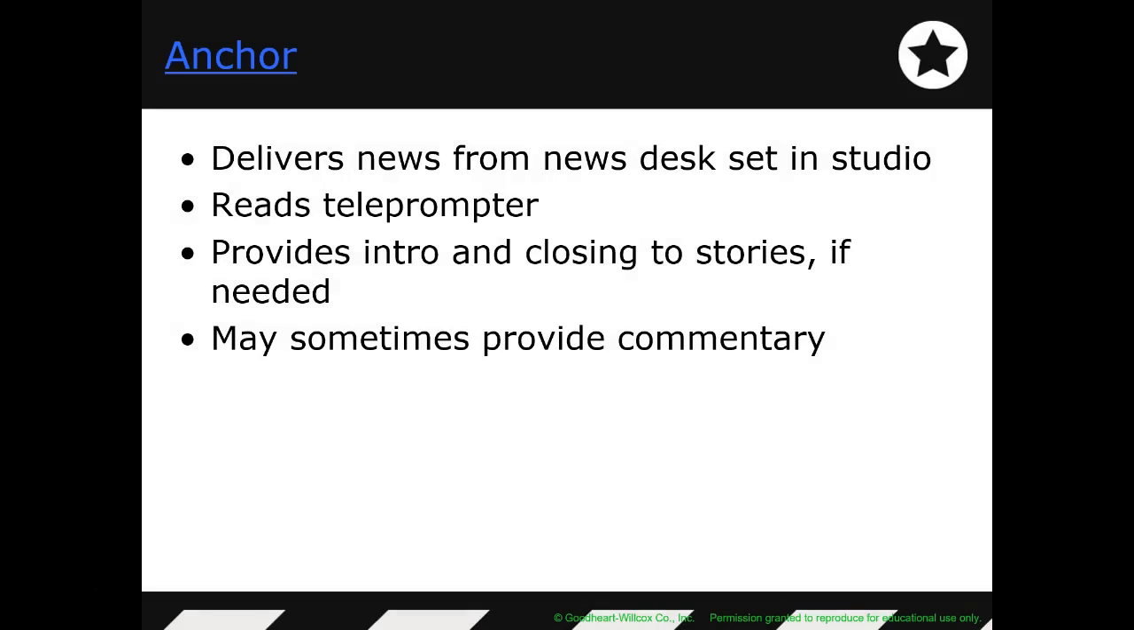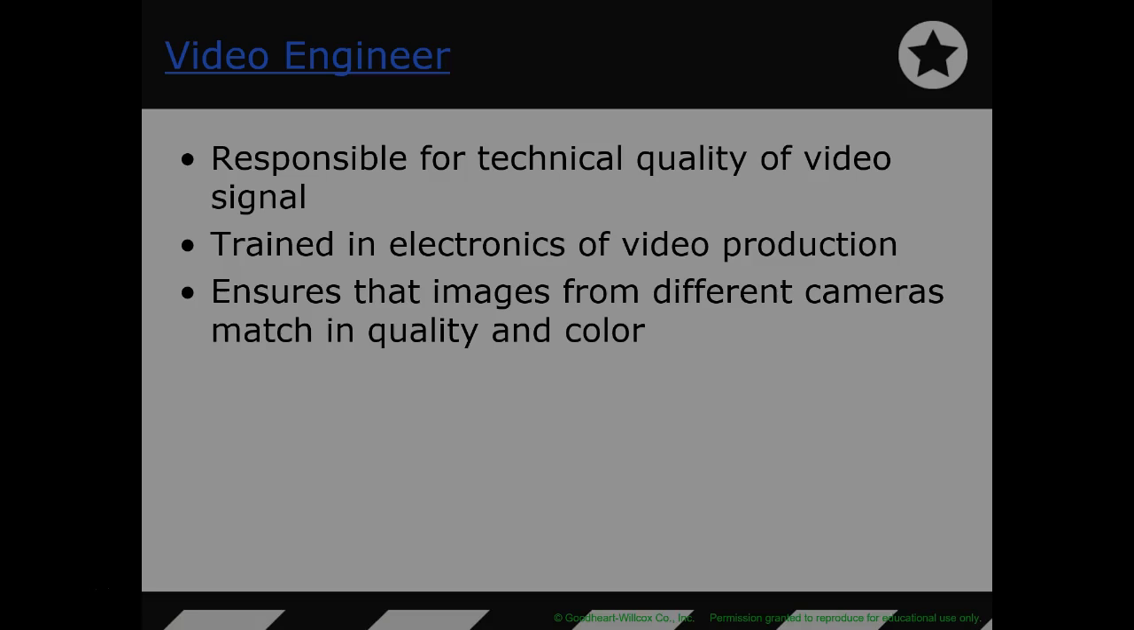Anchor, pretty straightforward. They're the ones behind a desk or standing in front of a camera in a studio, reading a teleprompter, delivering the news, and a lot of times they're involved with writing the stories along with the producer, because essentially they're the ones who have to then repeat the stories, so they need to make sure it's in their words.